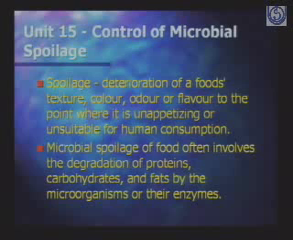Now we are coming over to Unit 15, that is control of microbial spoilage. Up till now we have seen the type of microorganisms found in milk and the factors which affect their growth, and now we are coming over to the final unit which will take care of this microbial spoilage. Spoilage is a deterioration in texture, color, odor or flavor which makes food unsuitable for human consumption. Microbial spoilage of food involves degradation of proteins, carbohydrates and fats by microorganisms or their enzymes.